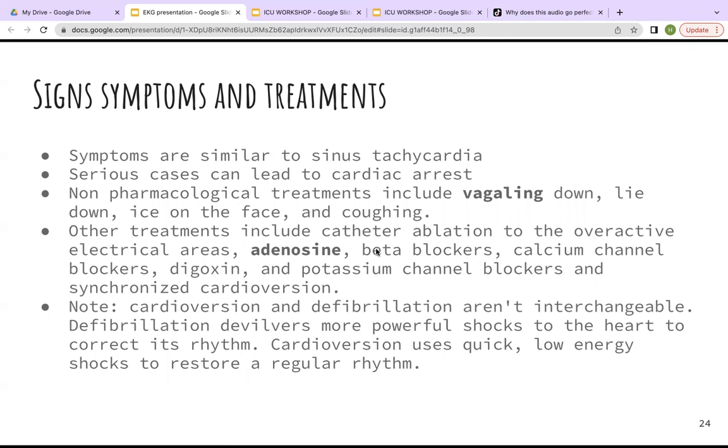So the difference between cardioversion and defibrillation, they're not interchangeable. Defibrillation, you're giving a much more powerful shock to the heart to correct its rhythm, and it's one time. So if you have someone in VFib or VTAC, and you hear, on TV shows where they're saying, defib 150 joules, they're just giving that one shock one time to try and get it to reset. Cardioversion is using quick, low energy shocks to restore the rhythm. So it's going to happen multiple times at a much lower level.